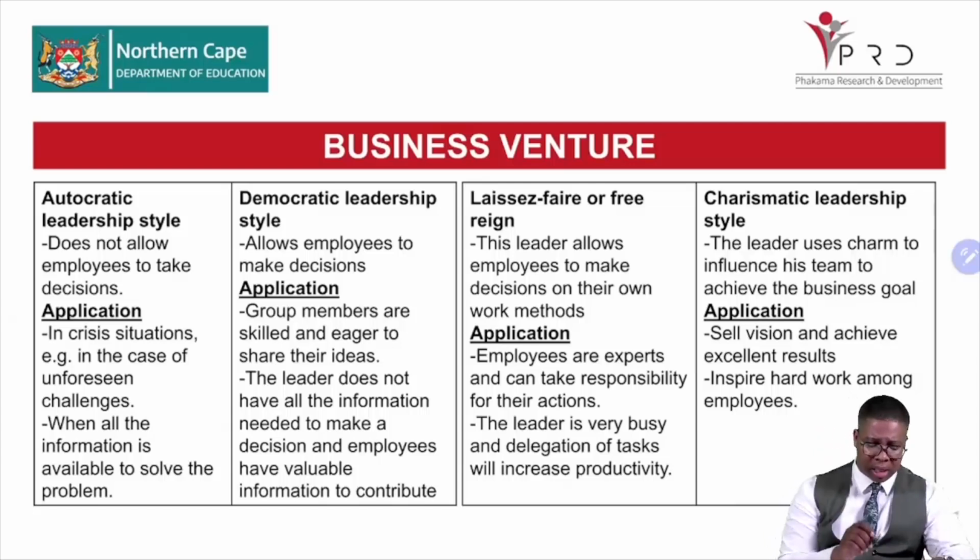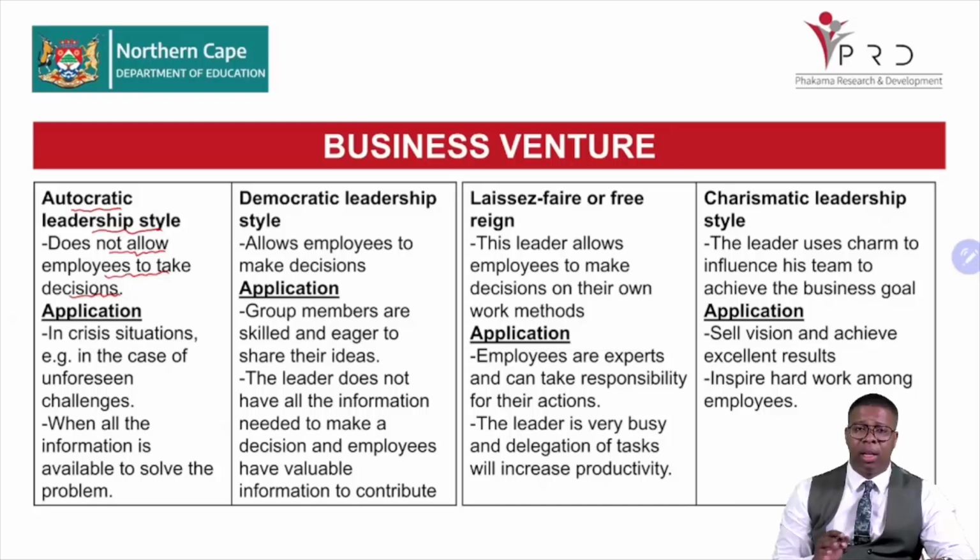So the first leadership style to be considered there would be the autocratic leadership style. What does it mean? An autocratic leader does not allow employees to take decisions. That's what it means. So a leader who is using autocratic is a leader that will not allow the followers to make decisions in the business. The leader is the only one that is going to make the decisions.